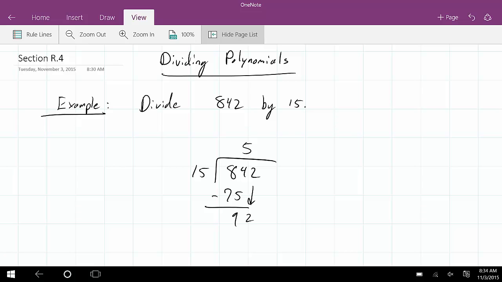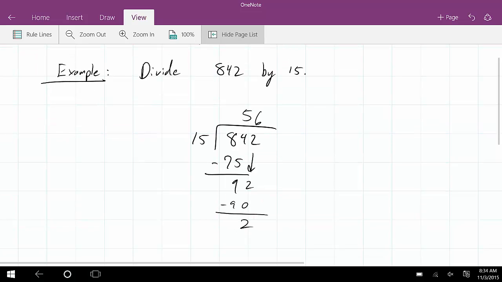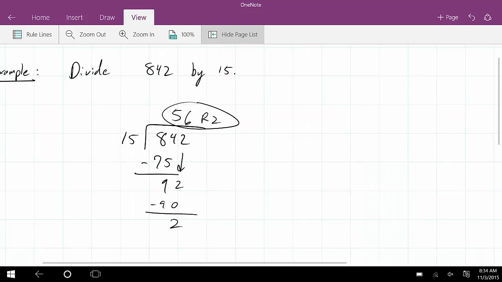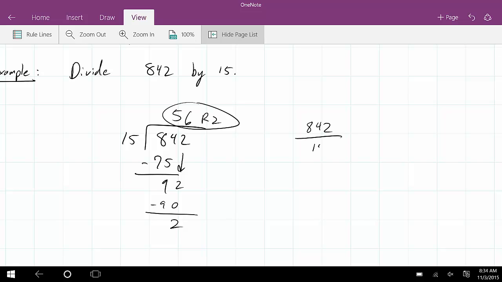Then we bring down the 2, and 15 will go into 92 6 times. When we multiply 15 by 6, we will get 90, and then we find the difference, which is 2. So you could say that the answer is 56 with a remainder of 2. You could say it that way. Also, you could say that 842 divided by 15 is equal to 56 plus the remainder of 2/15. Okay, so this is another way that you can say it.